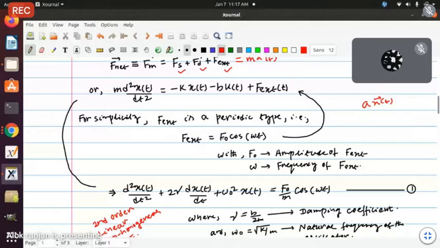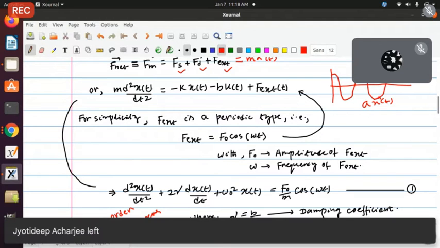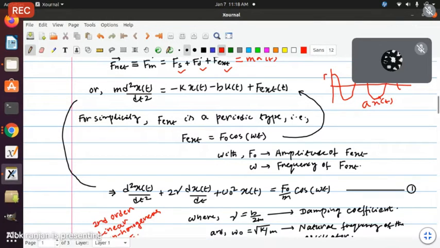And here, what is F naught? F naught is the maximum amplitude associated with the external force. If I draw a schematic diagram of the external force, you will get something like this. This will be the maximum, F naught, and this is the time period, which is 2 pi over omega.